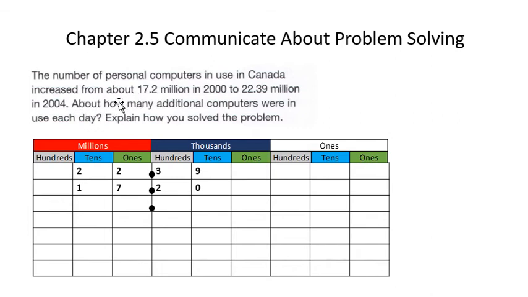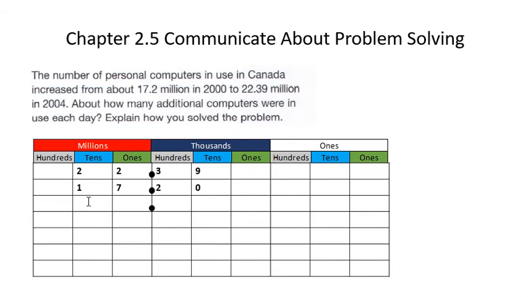We also know it's going to be an estimate because here the numbers have been rounded to 17.2 million and 22.39 million. So those are estimates. Had they been exact numbers, we would have gotten right down to the ones value. But we don't have that. So we know for sure that this must be an estimate.